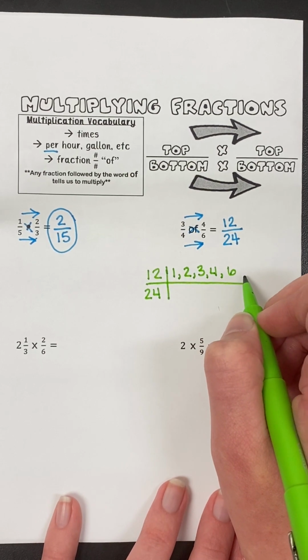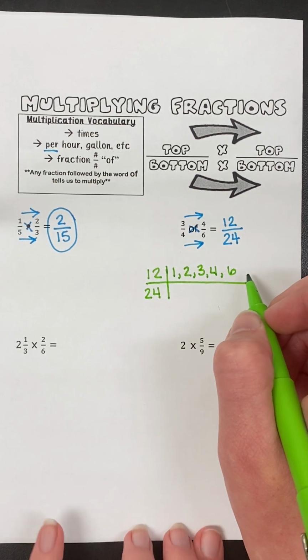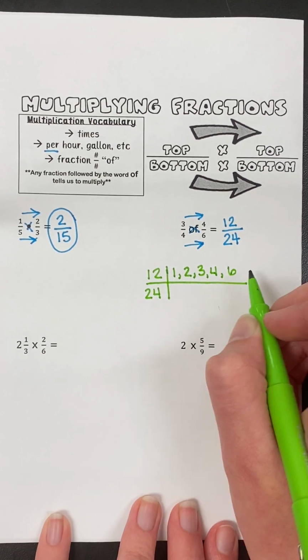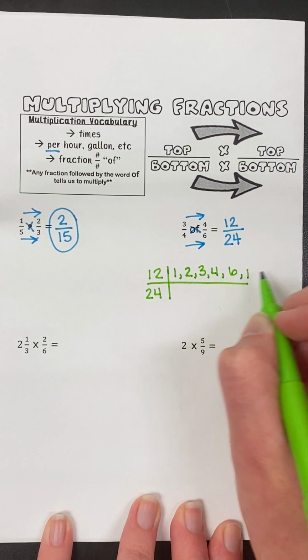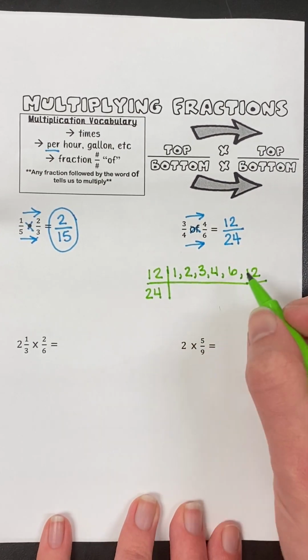7, no. 8, no. 9, no. So up until 12, we are good. Or we can just do 12 itself. So 12 times 1. Okay, and let's do 24.